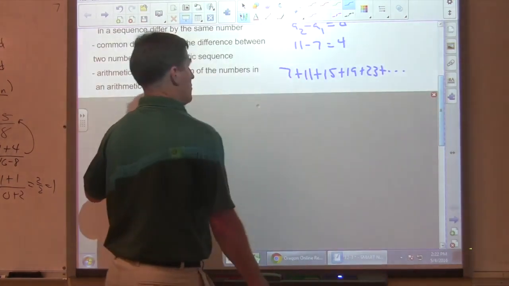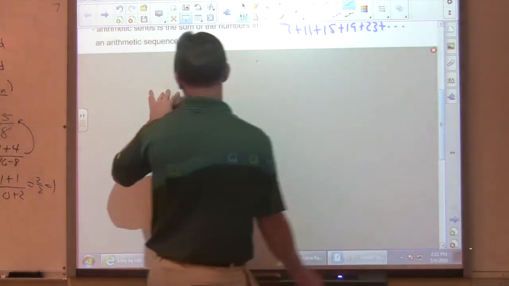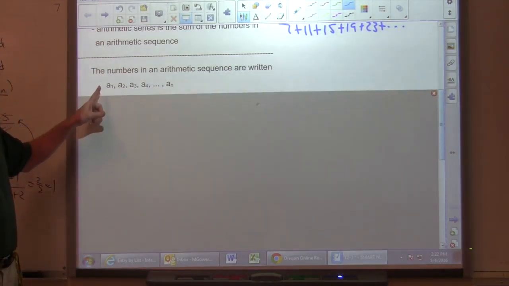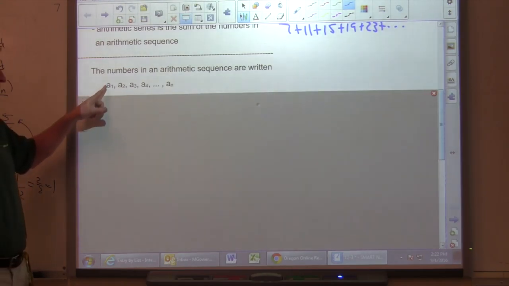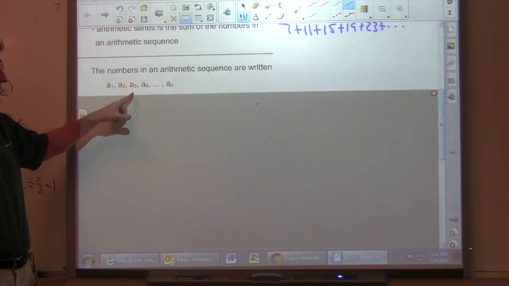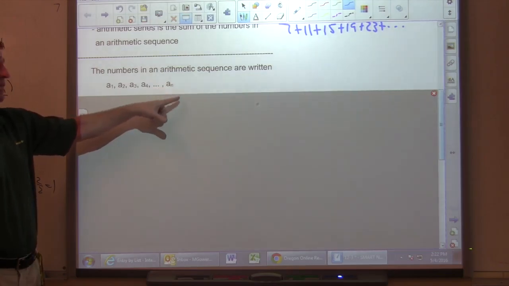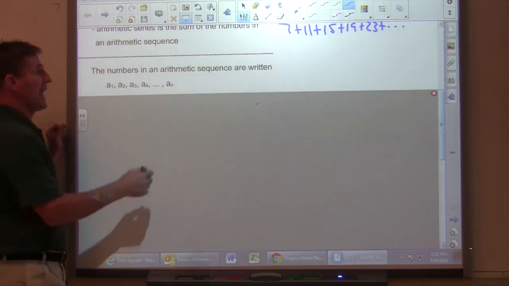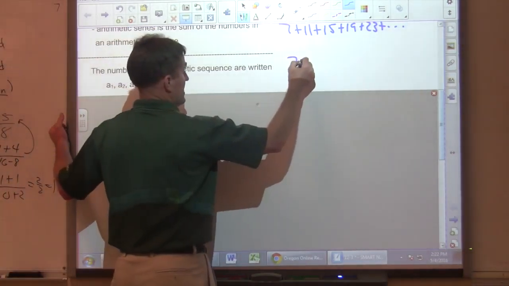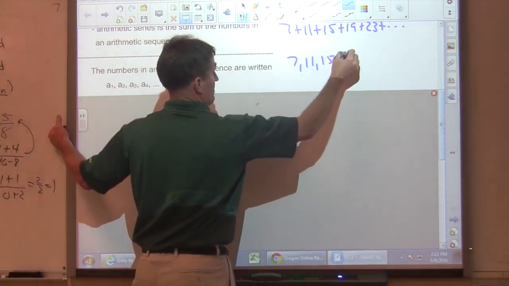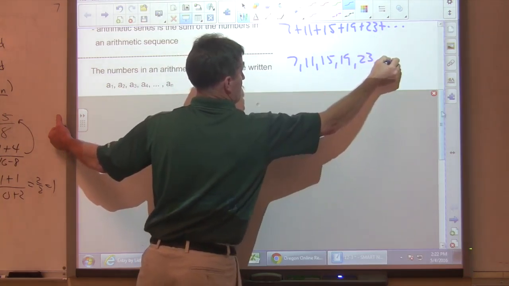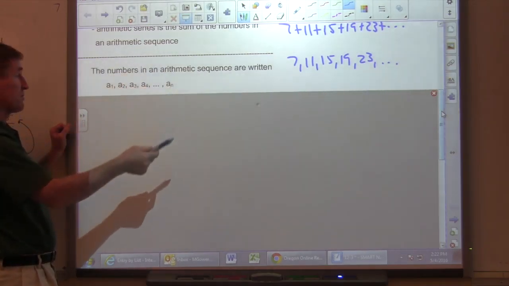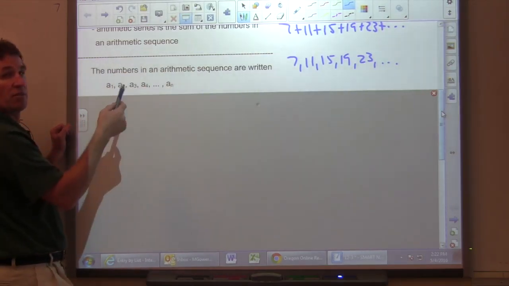So, as we get into the work, the numbers in an arithmetic sequence are written like this. Now, this is important that we understand. This is a sub 1, a sub 2, a sub 3, a sub 4. A sub n is just some location out there. The important thing is a sub 1 is the number in the first spot. So if we go back to that sequence, a sub 1 in this case is 7. A sub 2 is the value of the number in the second spot.